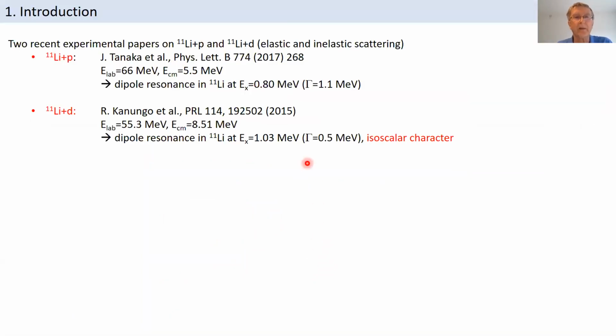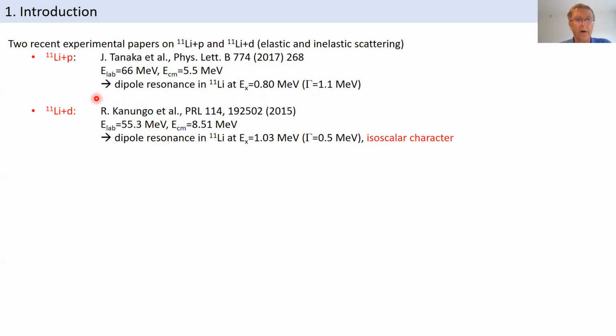So there are two experimental papers on lithium 11 plus P and lithium 11 plus D, essentially on elastic and inelastic scattering. Lithium 11 plus P has been measured at 66 MeV, which corresponds to a rather low center of mass energy, about 5.5 MeV. And the main conclusion of this paper is the existence of a dipole resonance at low energies, 0.8 MeV with about 1 MeV width.